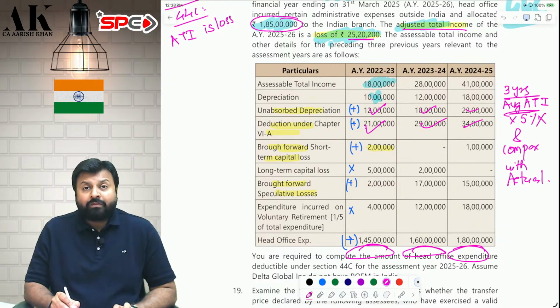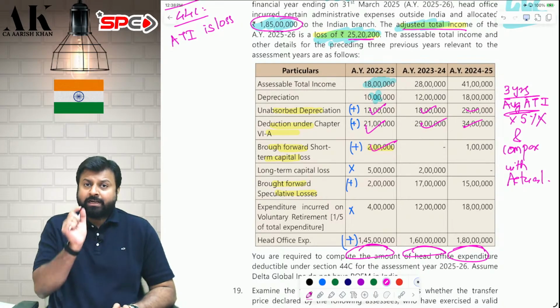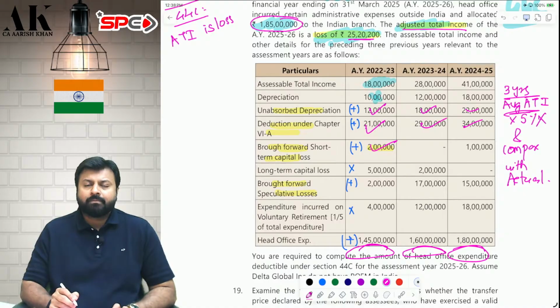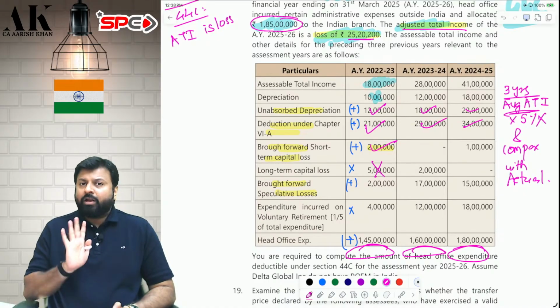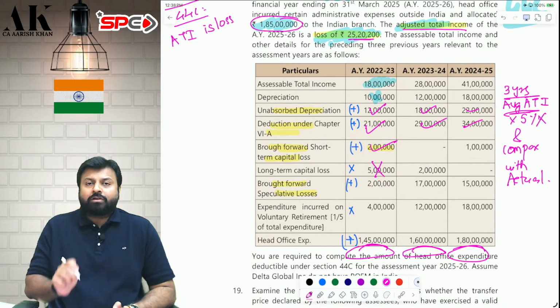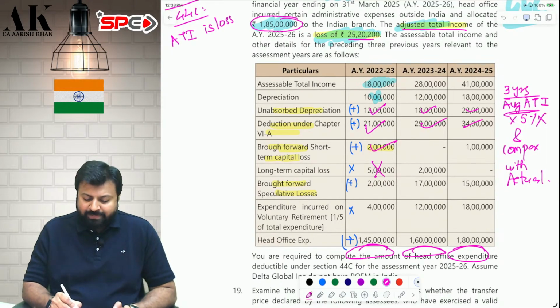Should I add brought forward short-term capital loss? Yes. Brought forward short-term capital loss should be added back. It is written in the law, brought forward losses. Should I add current year long-term capital loss? No, current year losses are not added back. Only brought forward losses are added back. Should I add brought forward speculative loss? Yes, add back that.